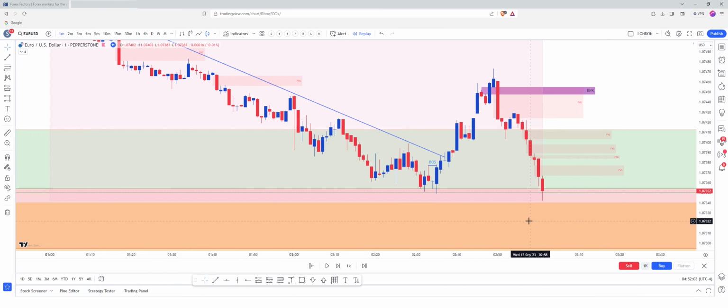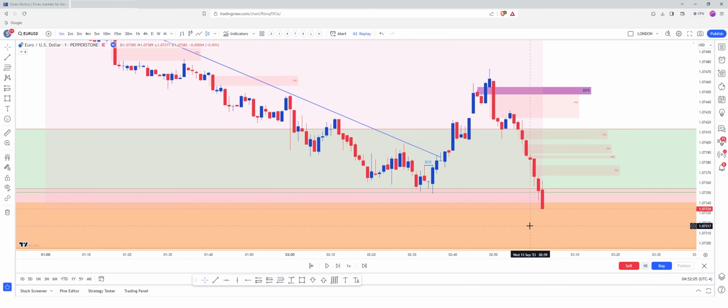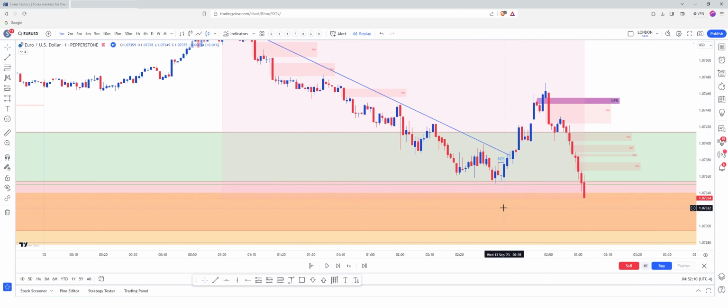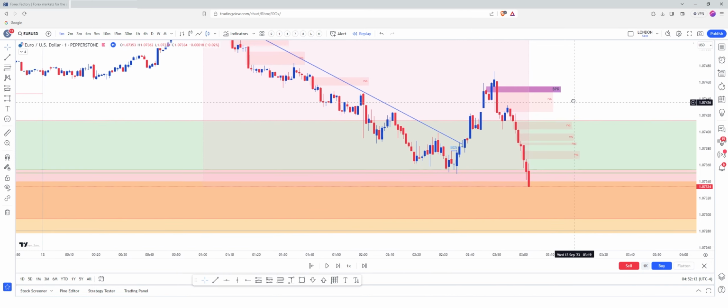So we want to see an aggressive buyback. We've tapped the order block now. This orange shaded area is that higher time frame order block that we highlighted.